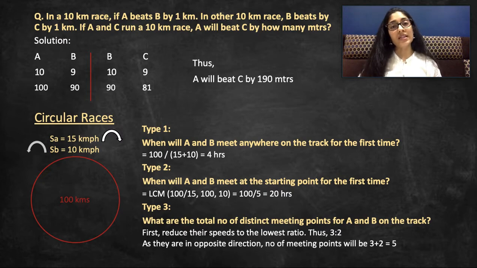Let's say they were moving in the same direction, then the total number of distinct meeting points would have been 3 minus 2, which is 1. And this includes the starting point as well.